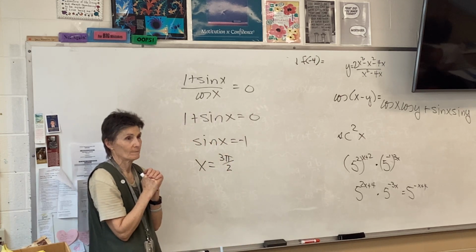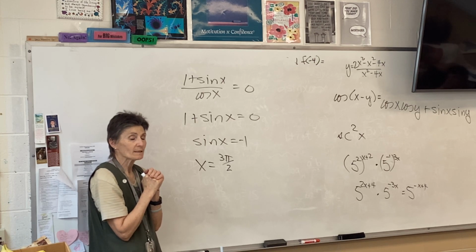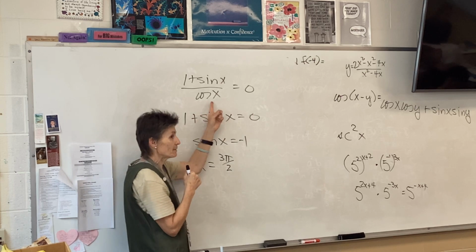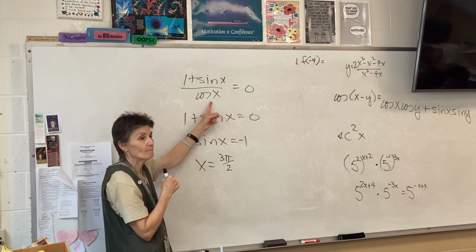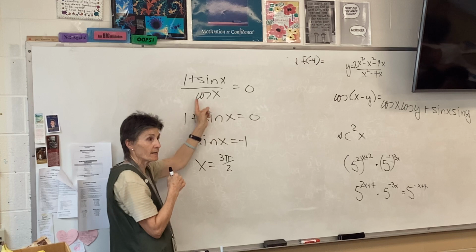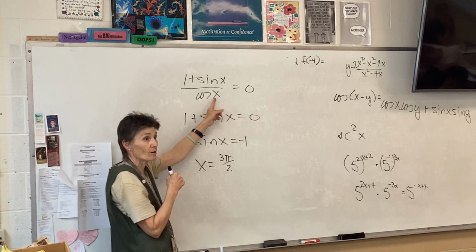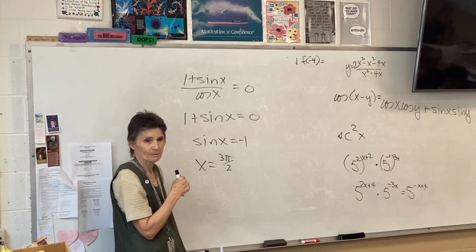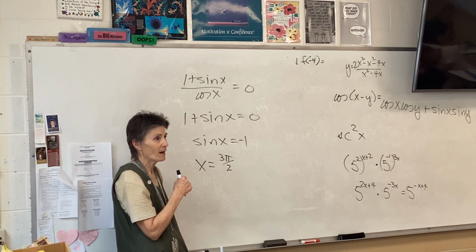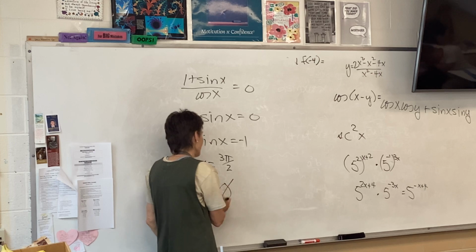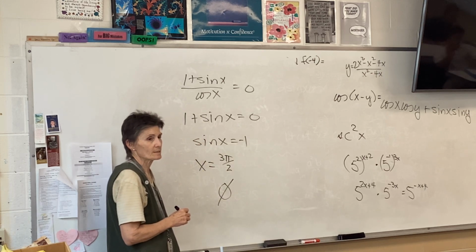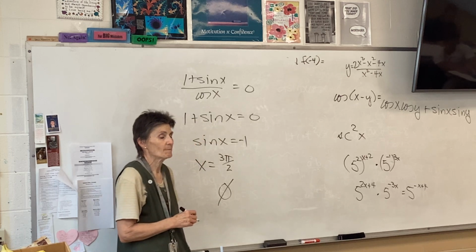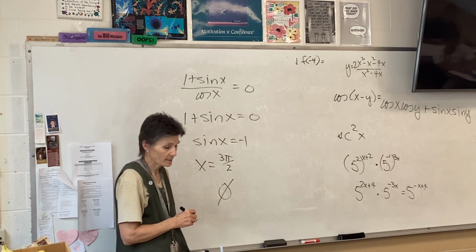Here's the tricky part. Go back to the original problem. What happens in the original problem if you put 3 pi over 2 in there? What's the cosine of 3 pi over 2? Uh-oh. Can we have a 0 in the bottom? So this problem has no solutions. They don't do that very often, but they did it this time. That is a tricky one.